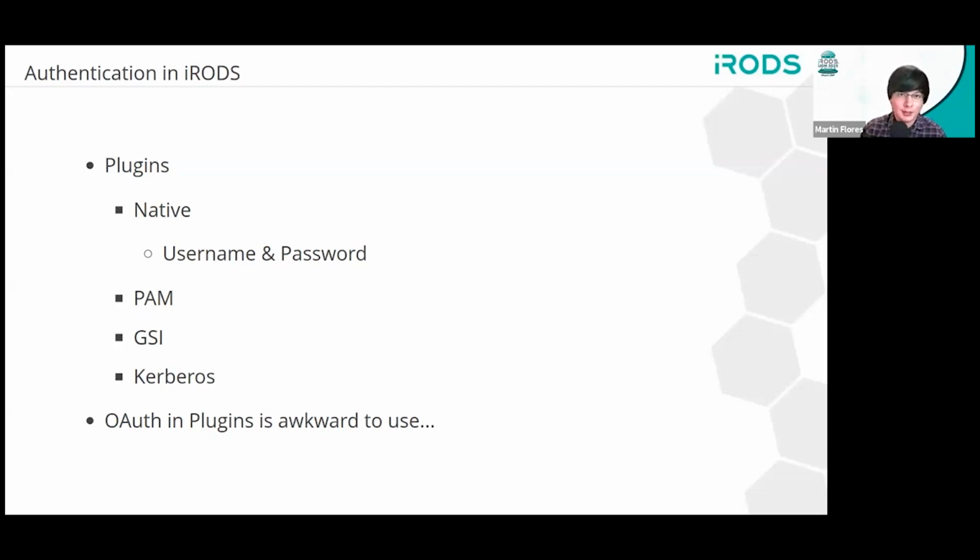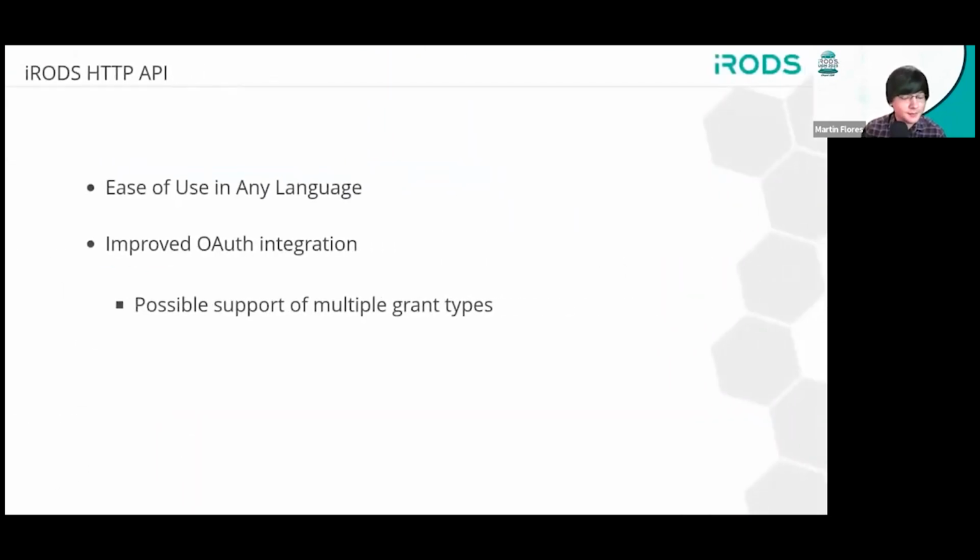However, in the PAM plugin specifically, OAuth is still a bit awkward to use. Largely, this is because the iRODS server itself doesn't support HTTP natively. As a result, it's a bit awkward to use in that regard. Additionally, the flows are a bit awkward in that you might jump from a terminal to a browser and back to a terminal. We hope to improve the overall flow in the actual HTTP API, as you'll see shortly.